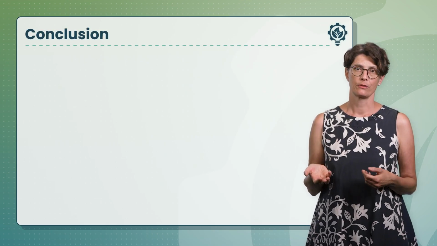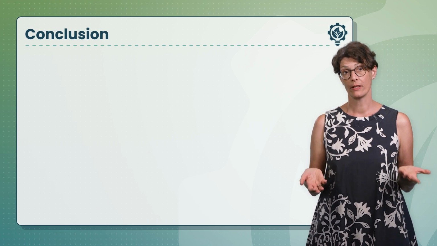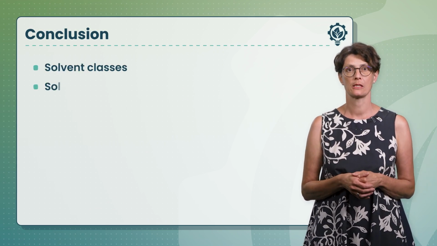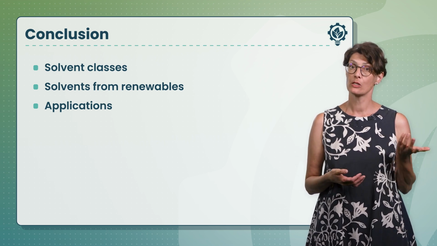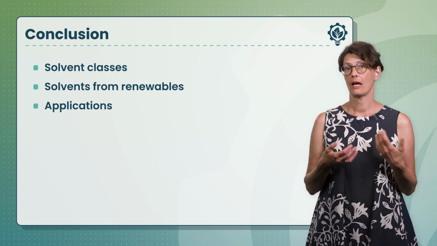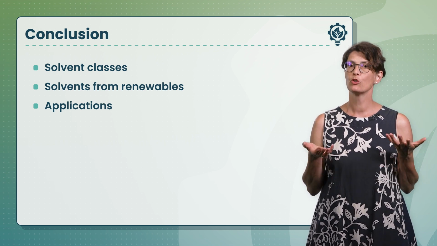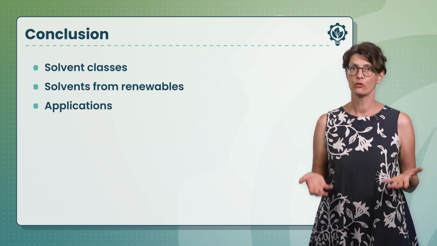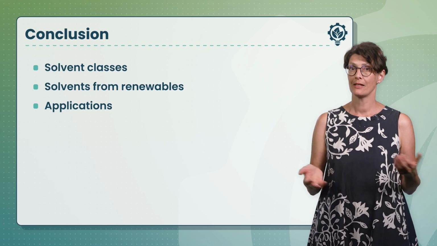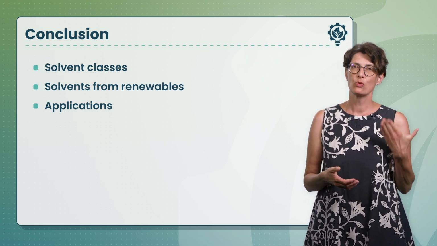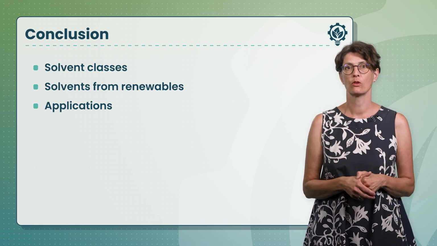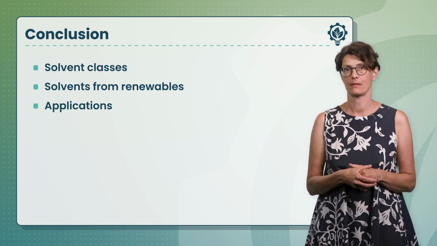In conclusion, today we had a look at solvents derived from renewable resources. As examples, gamma-valerolactone and deep eutectic solvents were named. After watching this video, you should be aware that material transformation, just like energy transformation, is an ongoing process, and that we do already have alternative solvents available in some cases.